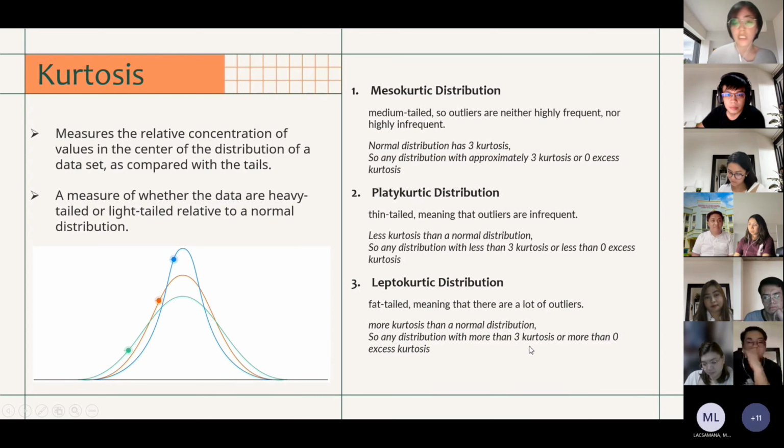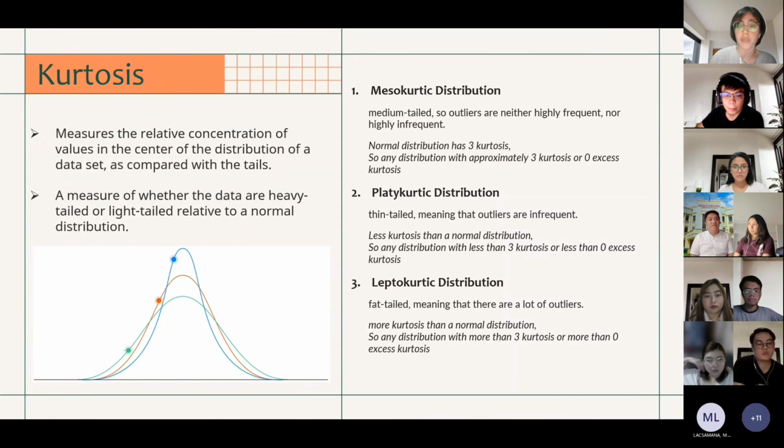Now you may ask, what is 0 excess kurtosis? For some statistician kasi, if they just wanted to know kapag heavy-tailed or light-tailed ang kanilang distribution, ang kanilang basis lang is the normal distribution na meron 3 kurtosis. So ang inaalam lang nila is, sobra ba ako or kulang ako doon sa 3 kurtosis na yon? That's why minsan ang definition lang natin is if it's more than or less than the 0 excess kurtosis.